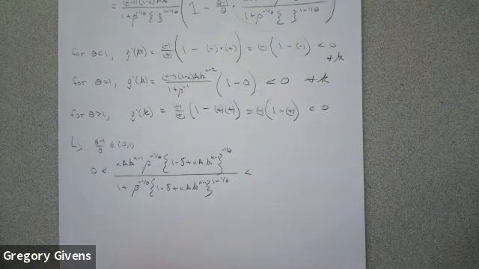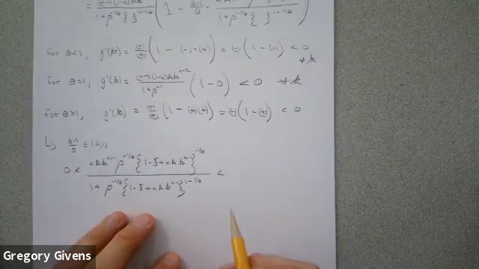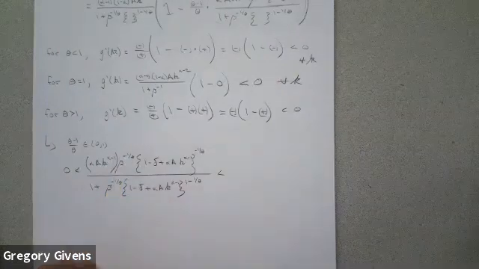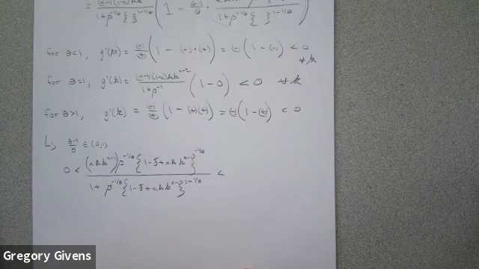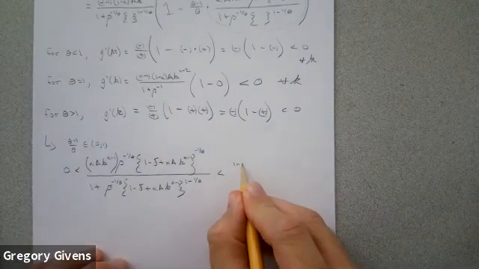I'm going to argue that this term over here has to be less than the following. Imagine taking this first portion of the numerator, okay, and imagine adding to it a 1 minus delta.